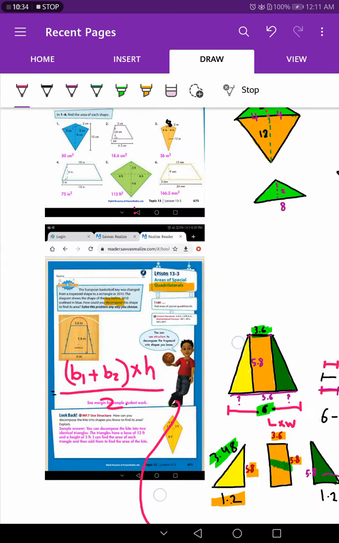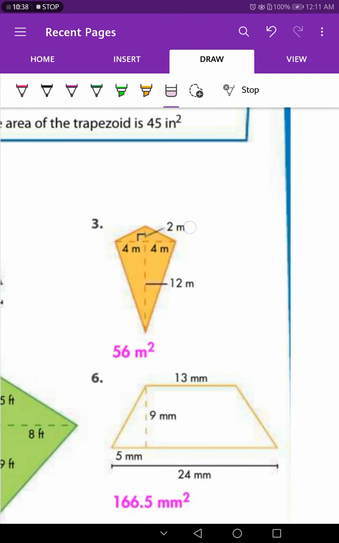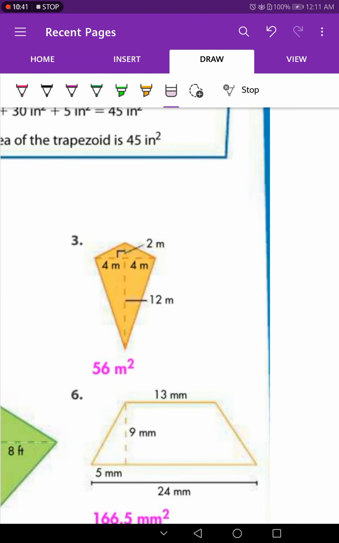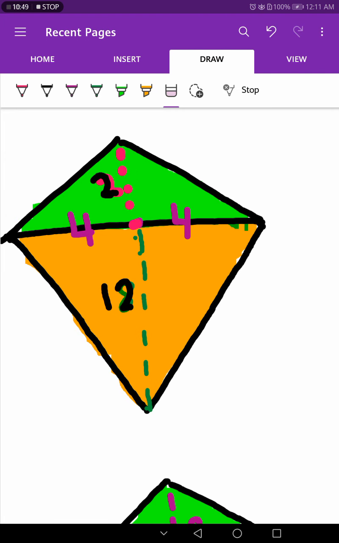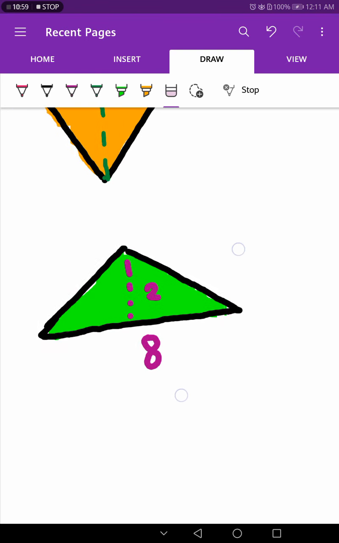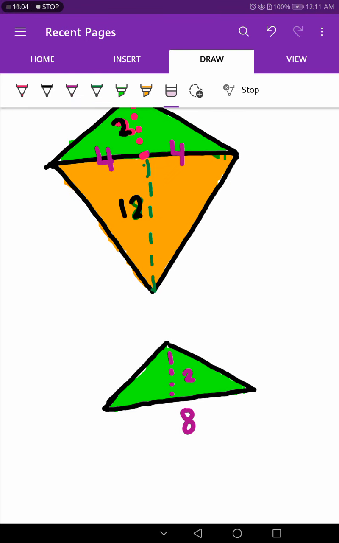Okay, my dear students, now we will solve question number 3 from the homework. See, now I have this kite. I decompose it, I rewrite it here. I decompose it into two smaller shapes, two triangles, a small triangle and a big triangle. This is the small triangle, the green one. Its dimensions are 2 and 8.